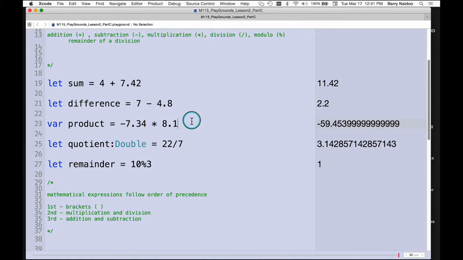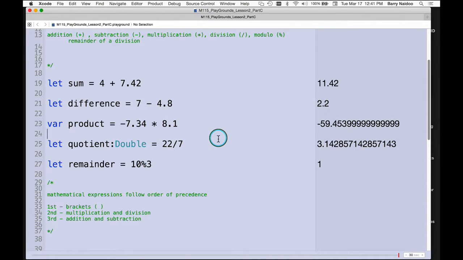Let's do multiplication. I've now defined a variable here called product, and I've taken minus 7.34 multiplied it by 8.1. Both of them are double, so the result is going to be a double. It gets the answer of minus 59.45399, and put that answer into this variable called product.